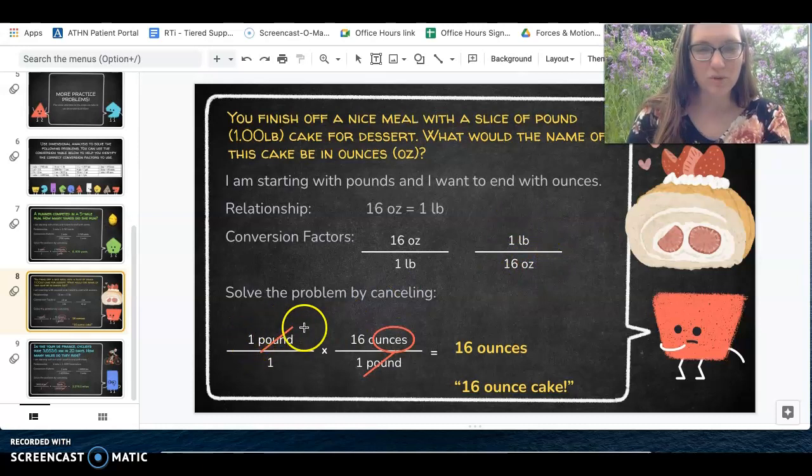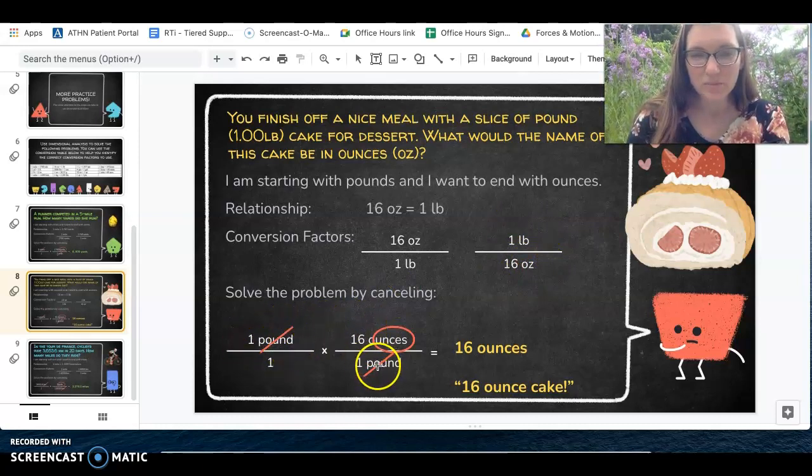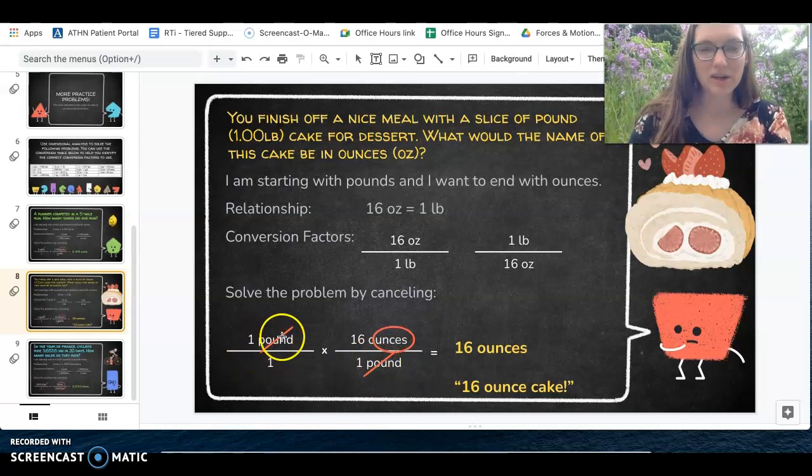So we're trying to get from 1 pound to 16 ounces. I'm going to choose the one that's going to put pound on the opposite side of the vinculum from where I started. So pound is on the top here, and I'm going to put it on the bottom here. So 16 ounces is on the top. Cancel out pounds, stuck with ounces. 1 times 16 is going to be 16 ounces. And then 1 times 1 is 1.